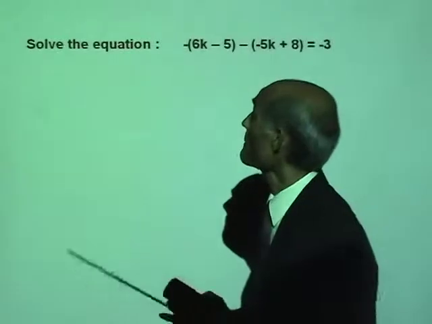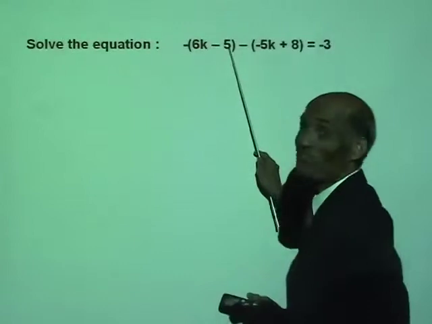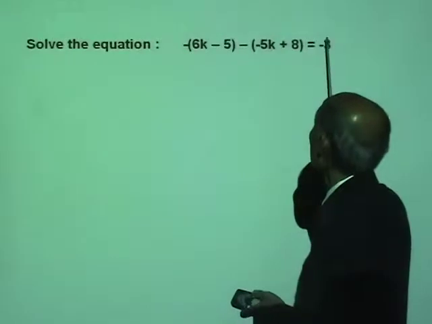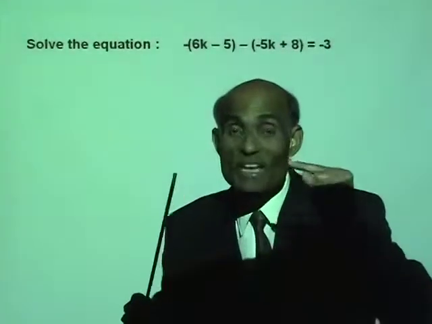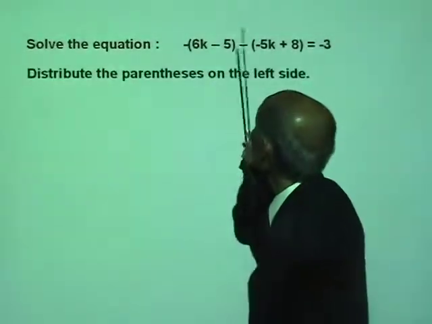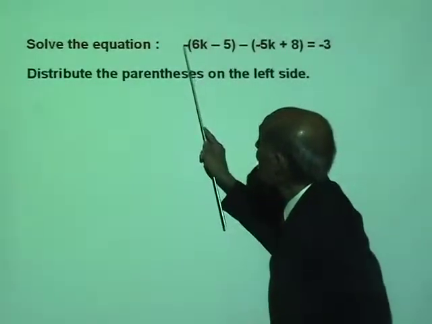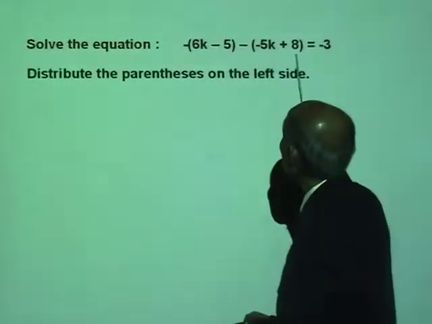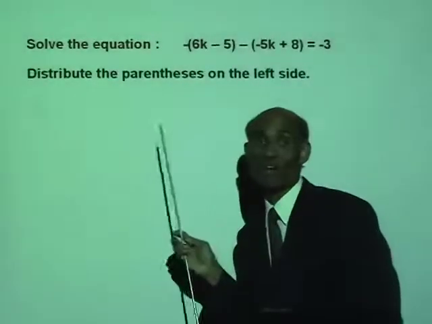Alright, let's do another one. Solve the equation. Negative 6k minus 5 minus negative 5k plus 8 equal to negative 3. Alright, I want you to watch the signs here very carefully. Well, we will distribute the parenthesis. What are we distributing in here? Negative 1. Distribute the negative 1 here. What are we distributing in the second parenthesis? Again a negative 1.